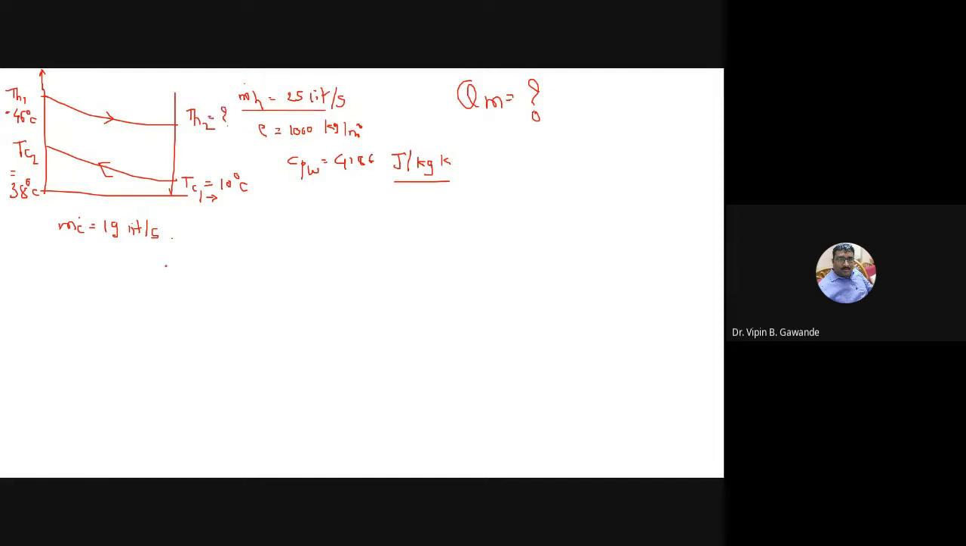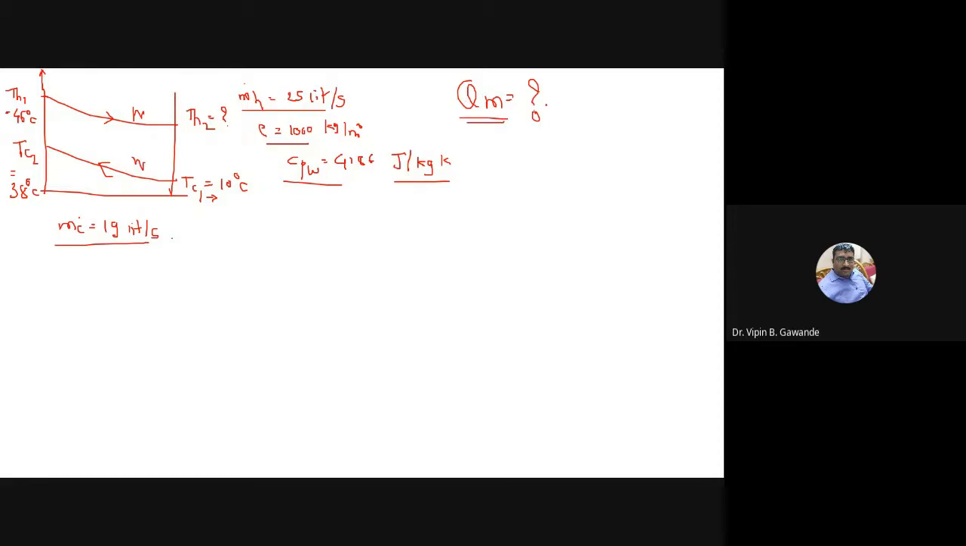The mass flow rate is given as 90 liters per second for the cold fluid, and 25 liters per second for the hot fluid. Density is given, and Cp for water is given. Both fluids are water. Now we have to calculate this theta M.